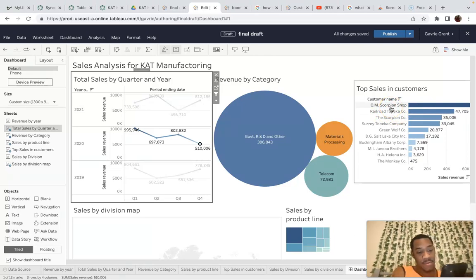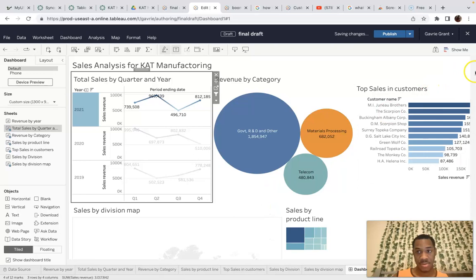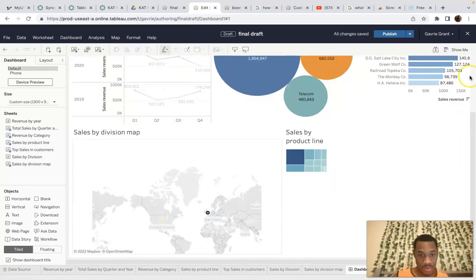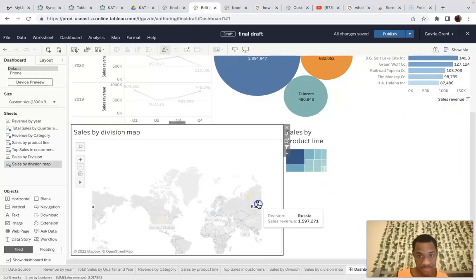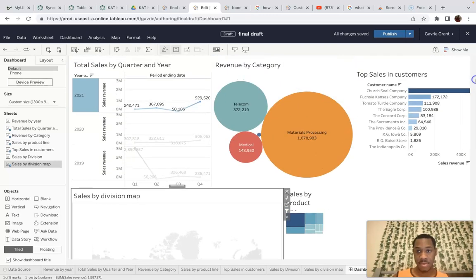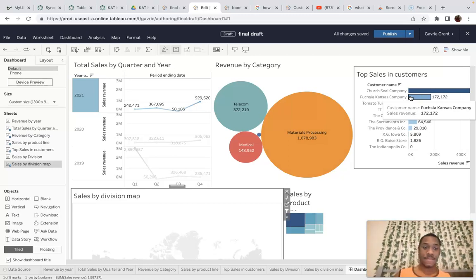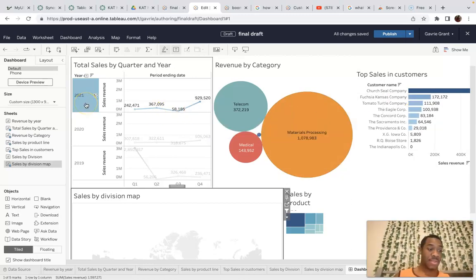Who is the top customer for Russia in 2021? So 2021, and we go to Russia, which is here. And the top customer is Church Seal Company. So Church Seal Company is top customer in 2021 for the Russian division.